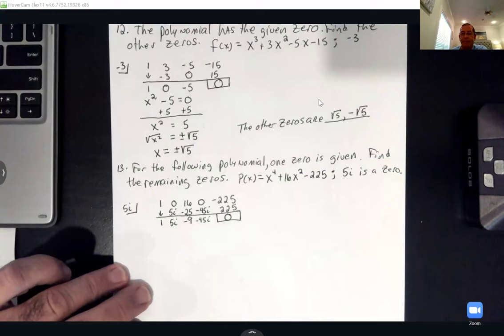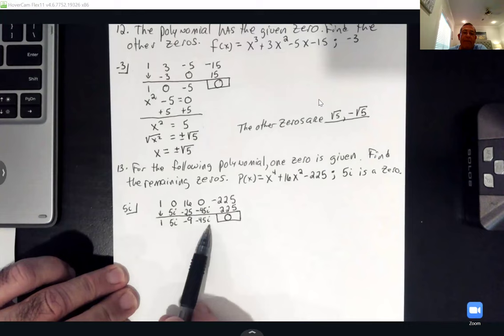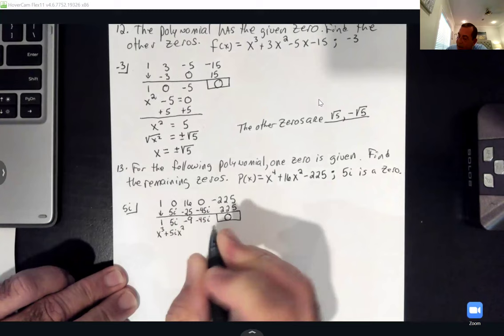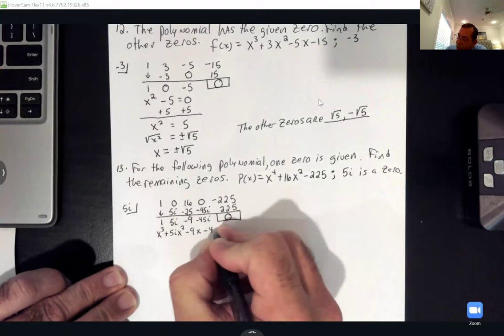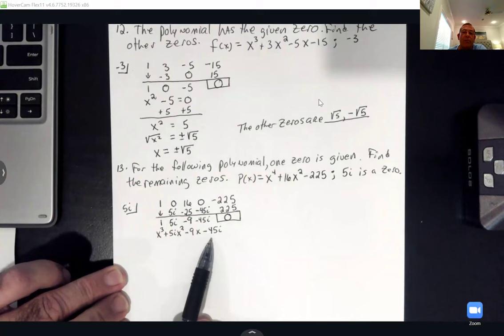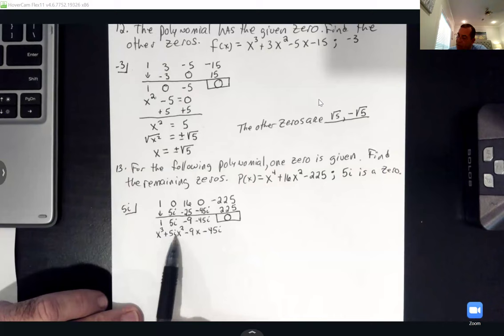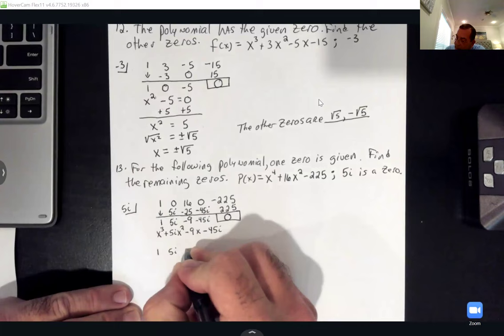So remember, I still got an x cubed here because I got four numbers. So this would be like 1x cubed plus 5ix squared minus 9x minus 45i. So I still got four terms. So I got to do synthetic division again before I solve for the last two zeros. So y'all going to use these four numbers. So I got a 1, 5i, negative 9, and a negative 45i.